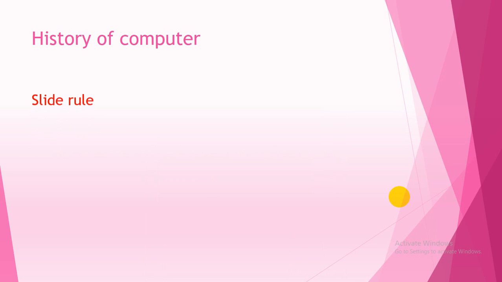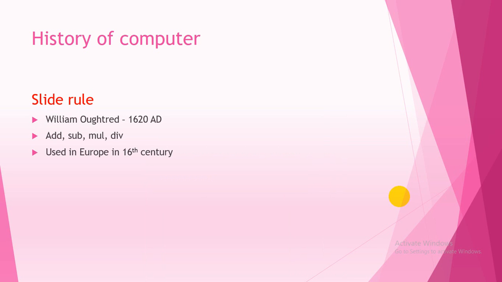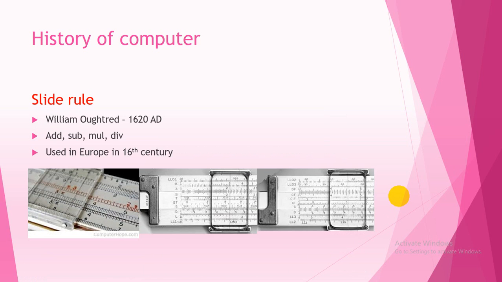And next comes slide rule. William Oughtred, a British mathematician, developed the first analog calculating device called slide rule in 1620 AD.